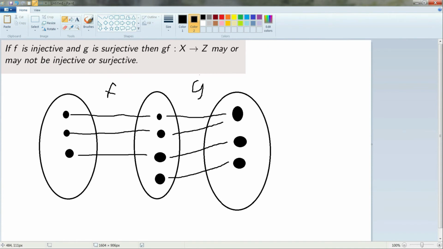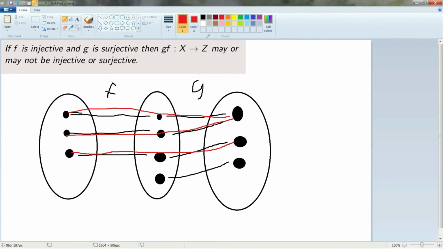So now, if I look at the composition gf, what would it do? Well, let's draw it in red. gf would take this element here, map it to this point, and then map it over to here. It would take this element here, map it to here, and then map it all the way over to here. And it would take this element, map it here, and then map it over to here.